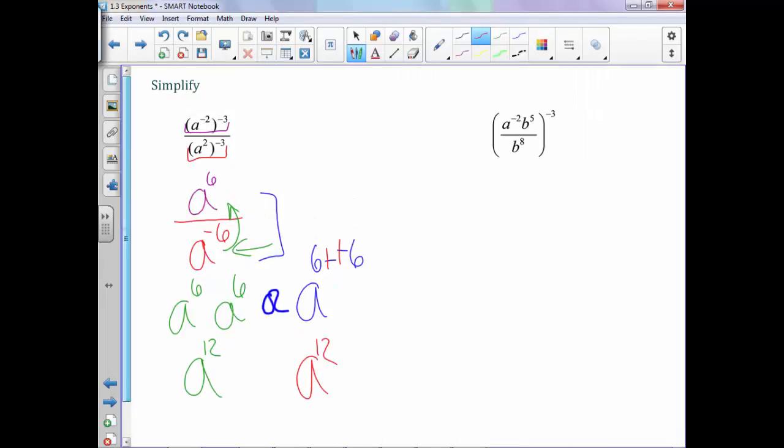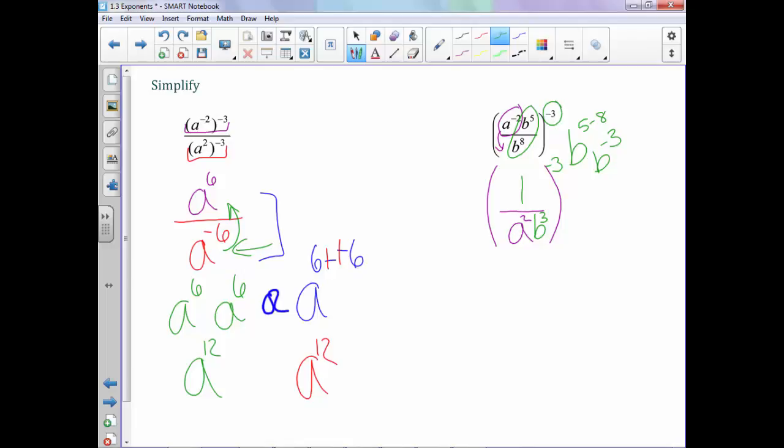You want to simplify what you can inside parentheses first. Remember, in order of operations, do your grouping symbols. So in our parentheses, notice this a with a negative exponent, so it's going to move down, and our square is going to be positive. And notice our b's here, we want to subtract, so we'll actually have b to the 5 minus 8, which is b to the negative third. But we don't want this to be a negative exponent, so it'll be moved to the denominator as well, which means we just have 1 left in our numerator. And then we still have this power of negative 3.